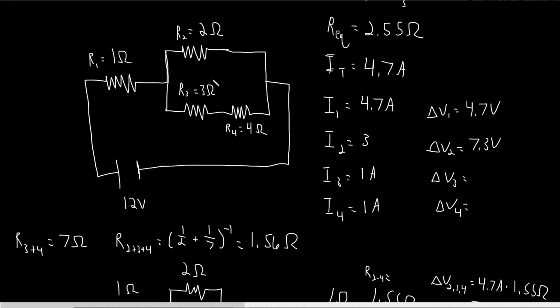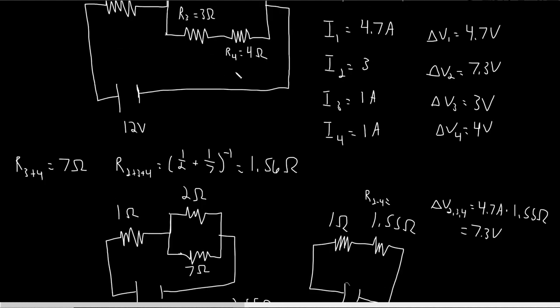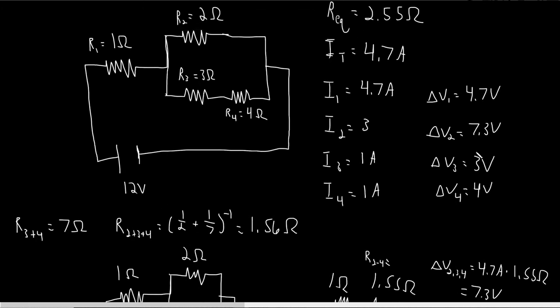So for resistor 3, current was 1 amp. If I want to know the voltage drop across that, 1 amp times 3 ohms should get me 3 volts. And then for the 4 ohm one, what we're going to see for a voltage drop is going to be very similar. We're going to have 1 amp times 4 ohms. That should be 4 volts. So we can do some step-by-step comparisons here. I know that the total voltage drop across here should be 7.3 from what I figured out here. And so 3 plus 4, that's pretty close to 7.3.